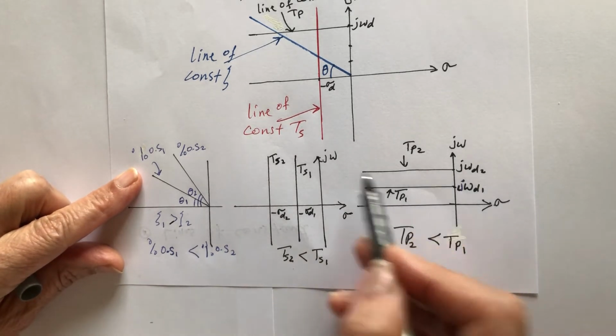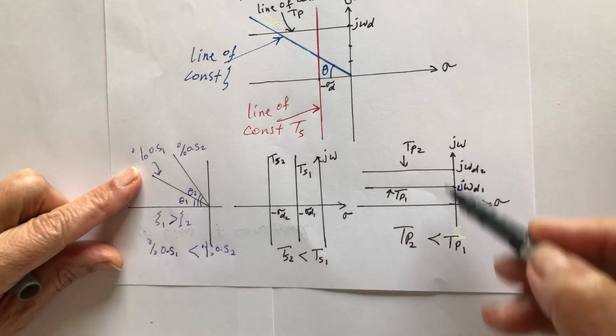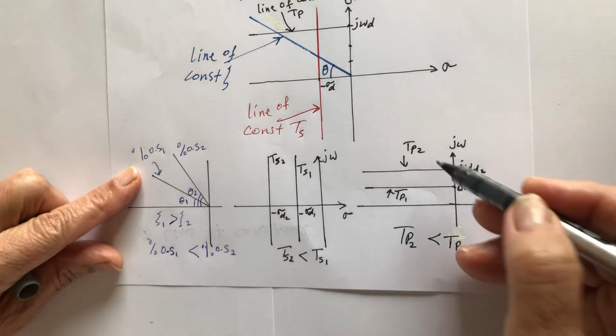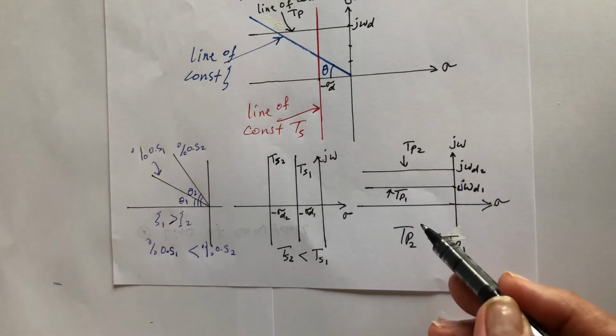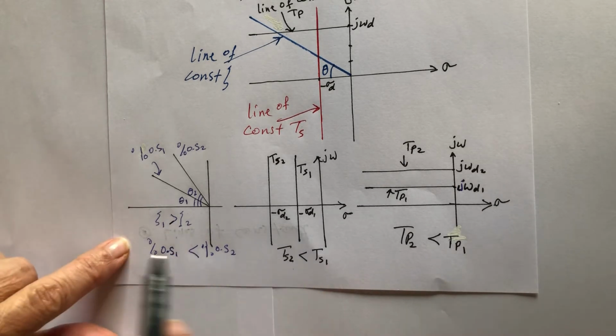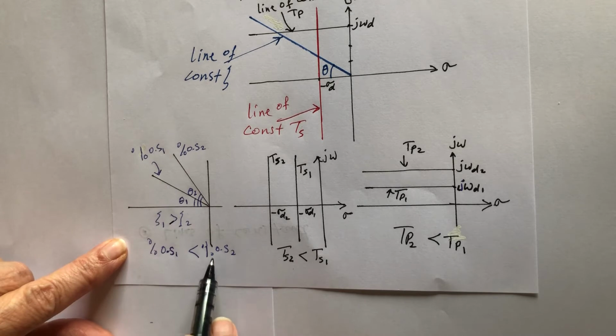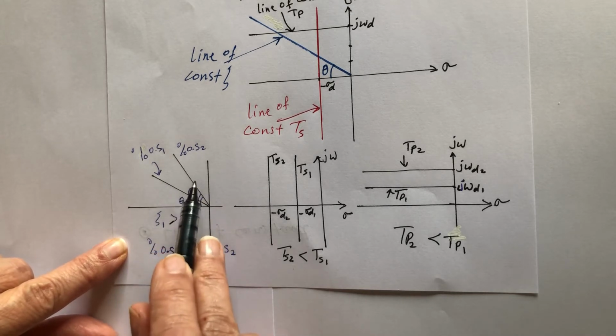So, straight lines for constant TP. If you compare two straight lines, TP2 is smaller than TP1, and TS2 is smaller than TS1. For percent overshoot, because zeta is bigger here, it will be smaller than the percent overshoot for the smaller zeta.